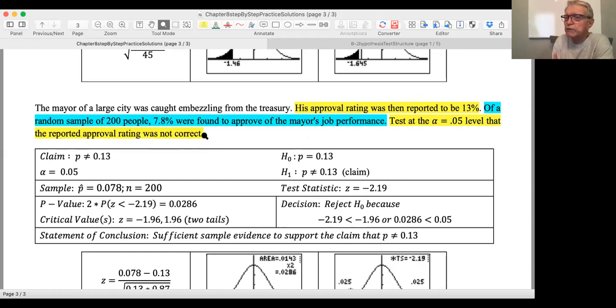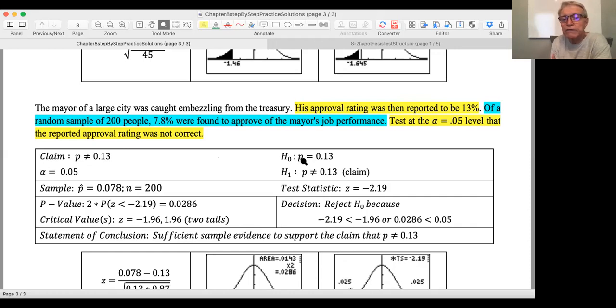What does was not correct mean? Correct means it would be equal to 0.13. Not correct means it's going to be not equal. So our claim then is the parameter P is not equal to the value 0.13, as that's the 13% as a decimal. Again, does the claim have an equals part? No, not equal. Specifically, it rules out equal. So it doesn't have an equals part.